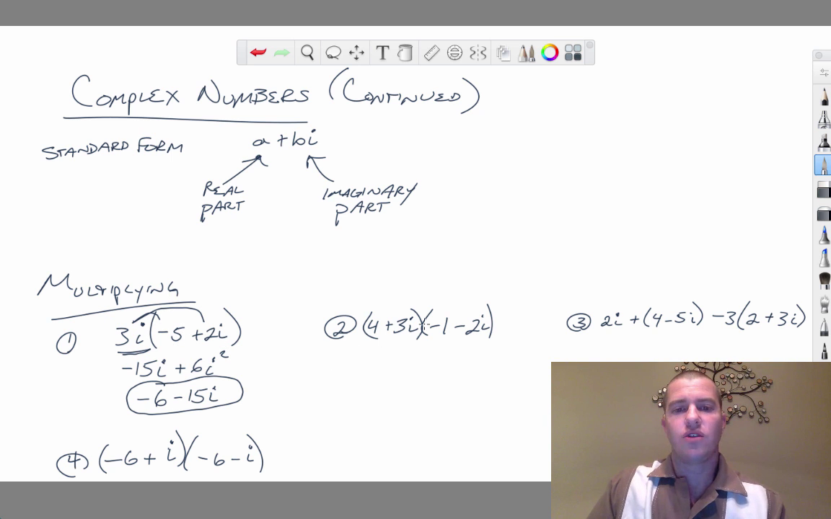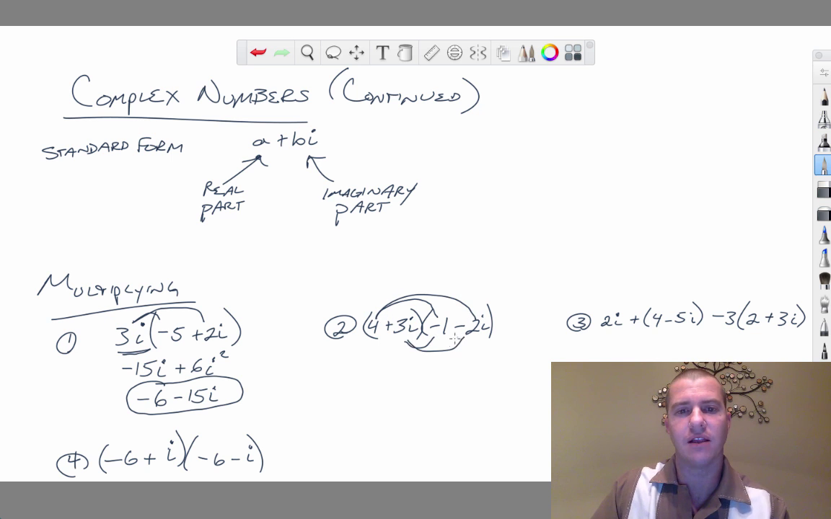The second one is two binomials. And if you remember the two binomials, all you're doing is distributing twice. First distribute this 4, and then distribute the 3i. A lot of you guys will remember it as FOIL. We're not supposed to say that anymore though.